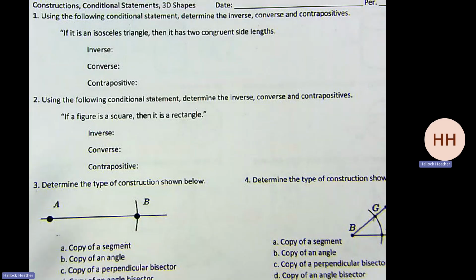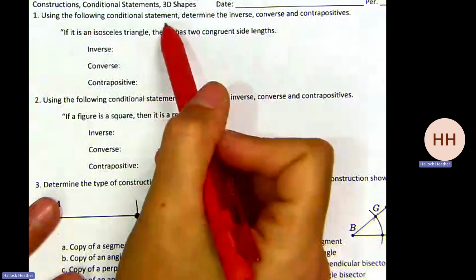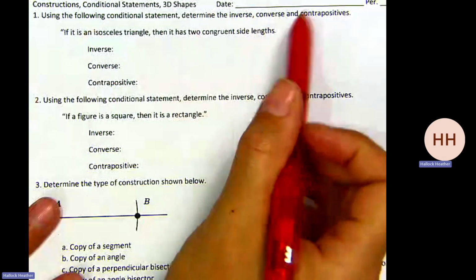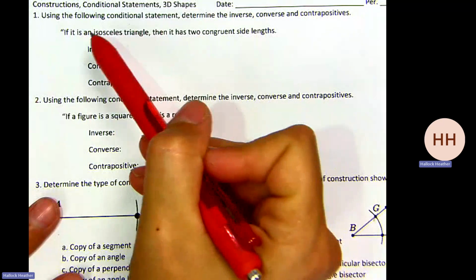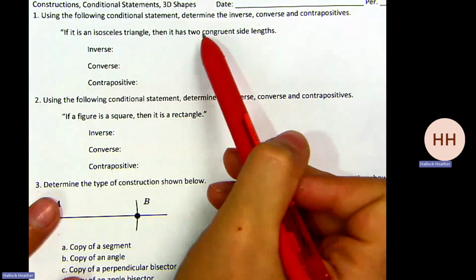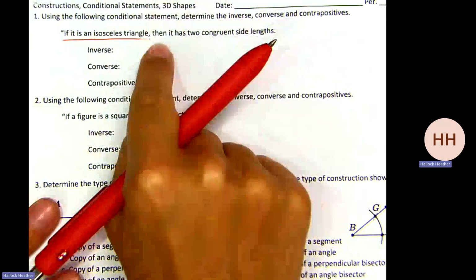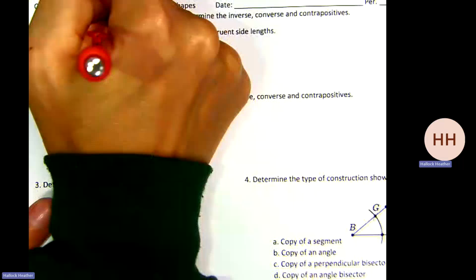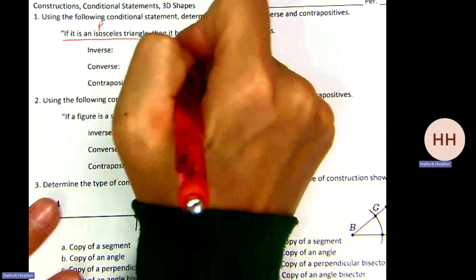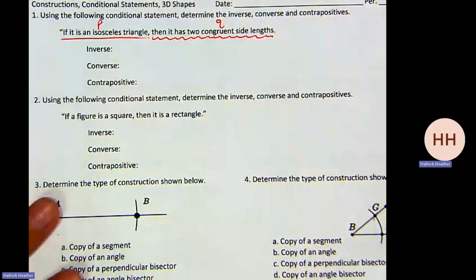Okay, so this is the midterm review. It says using the following conditional statements, determine the inverse, converse, and contrapositives. So if it is an isosceles triangle, then it has two congruent side lengths. The first part, before it says then, is going to be P. The second part is going to be Q, because this is the conditional statement that's given.